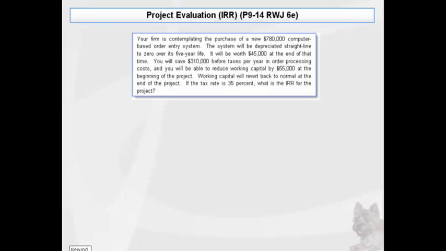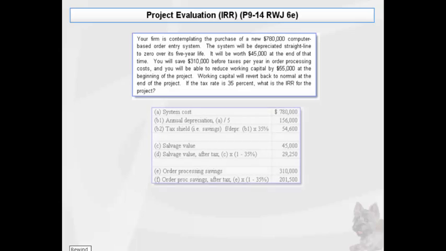The system will be depreciated straight line to zero over its 5-year life. It will be worth $45,000 at the end of that time. You will save $310,000 before taxes per year in order processing costs, and you will be able to reduce working capital by $55,000 at the beginning of the project. Working capital will revert back to normal at the end of the project. If the tax rate is 35%, what is the IRR for the project?